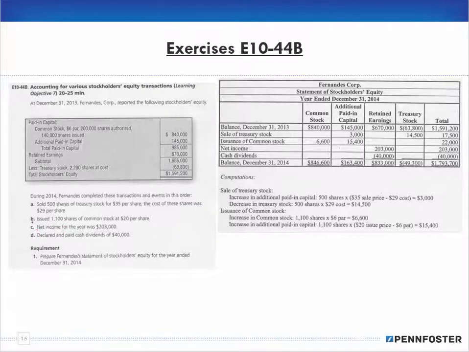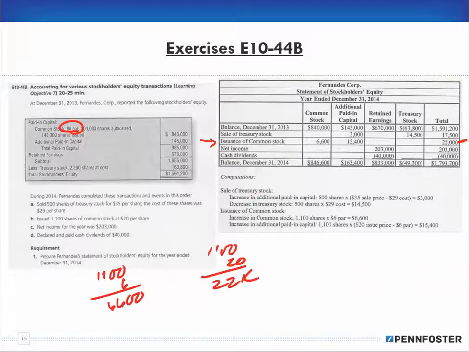So B is issued 1,100 shares of common stock at $20 per share. 1,100 shares at $20 is the 22,000, right there. Now, 1,100 shares at $6 par is $6,600. So we're creating an additional $6,600 in common stock. And of course, the difference between the two is the $15,400.